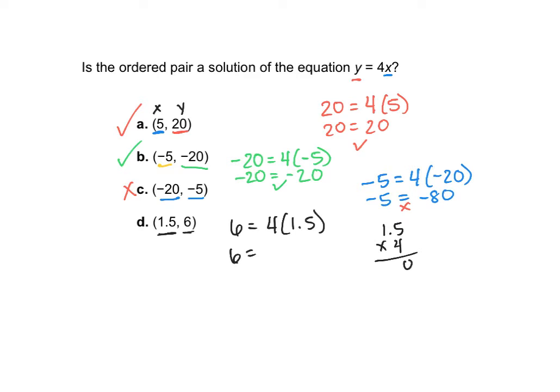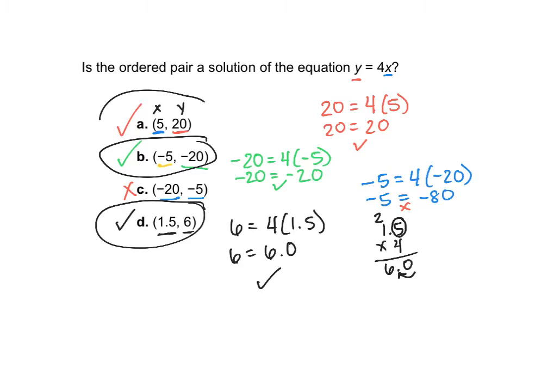4 times 5 is 20, so let's put the 0 down there, the 2 up there. 4 times 1 is 4, plus 2 gives us 6. We use this 5, which is the only number to the right of a decimal, so we have to move over one space. So it becomes 6.0. Is 6 equal to 6.0? Absolutely, so D works as well. So 1, 2, and 3 were all solutions of this equation. The only one that wasn't was C.